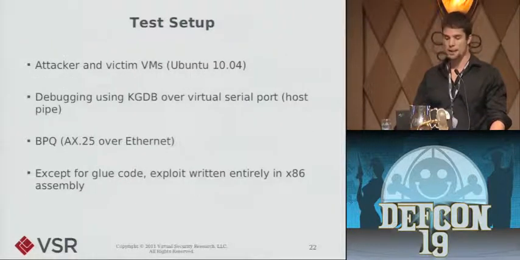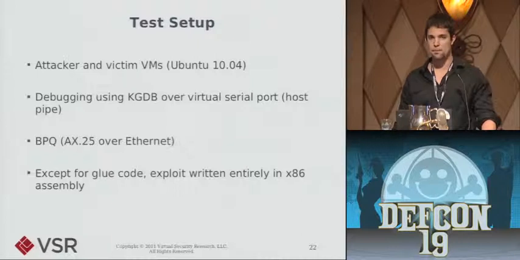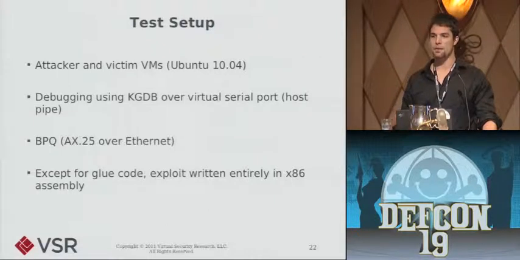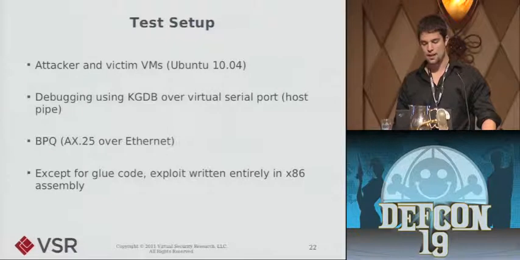For actually doing testing, I just had 2 VMs. I chose Ubuntu 10.04. The attacker is just a desktop machine. The victim is Ubuntu server because that's a PAE build. For debugging, I just use KGDB. And for the actual networking, I was not sitting in my apartment doing this with radio equipment, driving my girlfriend crazy. I was using BPQ, which is an implementation of AX.25 amateur radio over Ethernet. So my VMs can talk to each other without me needing to buy radio hardware or get a license.